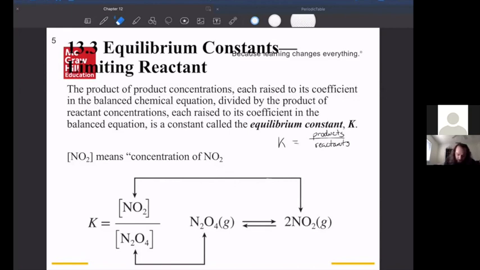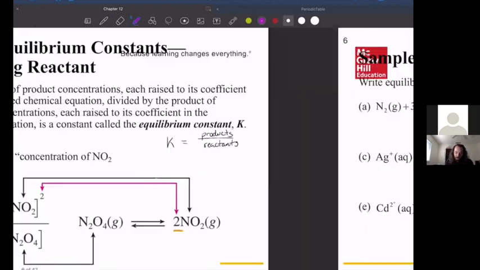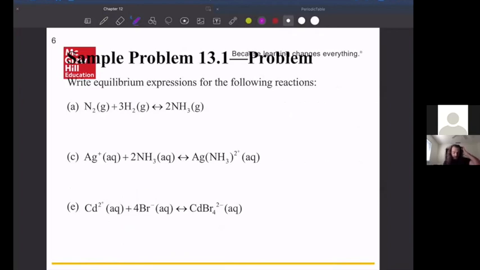And then the other thing that we have to do is, because of the mole ratio in this reaction here, where I have 2 moles of nitrogen dioxide being formed from 1 mole of dinitrogen tetraoxide, this too is going to find itself in our equilibrium constant, because we're going to raise the concentration of nitrogen dioxide to the power of 2. So whatever that coefficient is out front in your balanced chemical equation will become an exponent in your expression for the equilibrium constant.